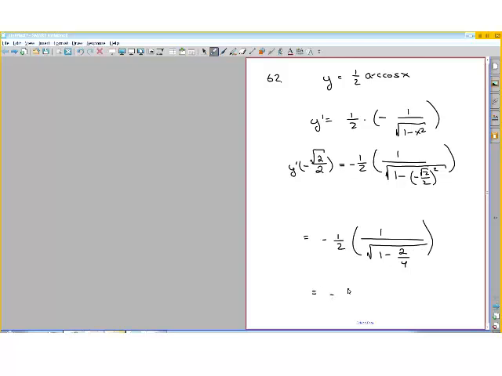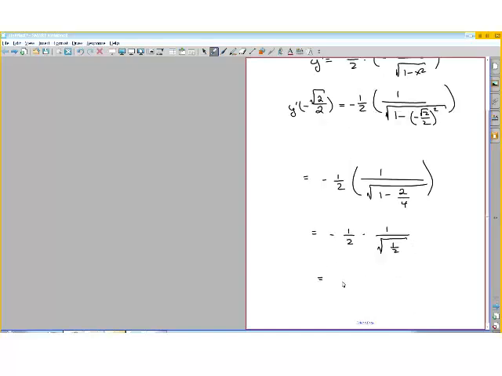So we get negative 1/2 times 1 over the square root of 1/2, because 2/4 is a half, and 1 minus a half is a half. We could just plug the numbers in and come up with a decimal, but let's see what we have. So you have 1 divided by 1 divided by the square root of 2. What I did is I took the square root of 1, which is 1, and the square root of 2, which is the square root of 2.